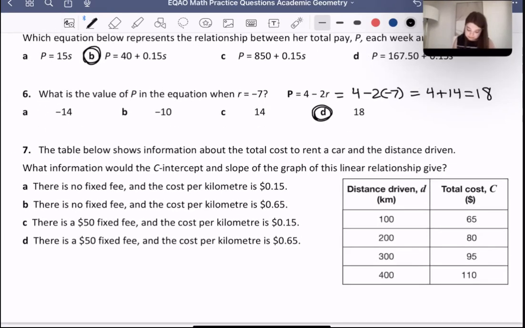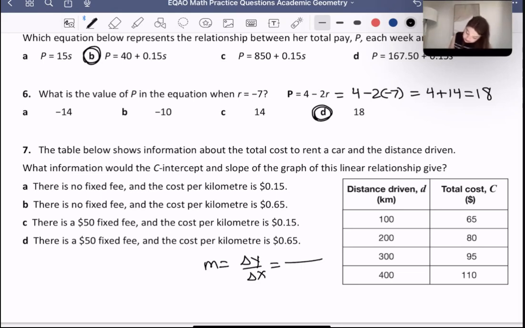Awesome. Okay, this next one says the table below shows information about the total cost to rent a car and the distance driven. What information would the y-intercept and slope of the graph of this linear equation give? So let's see. Well, we want to know the y-intercept and the slope of the graph. So let's first find the slope of the graph, okay? So slope would be delta y over delta x. And I'm just going to use the first 2 points there.